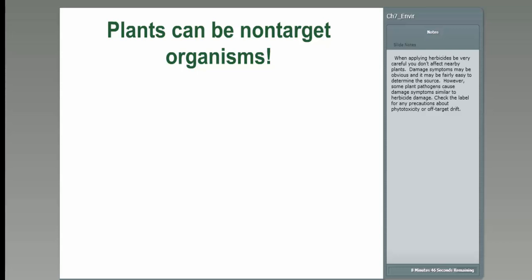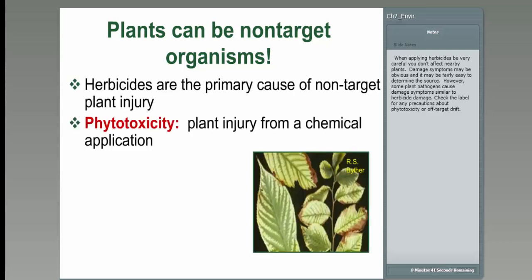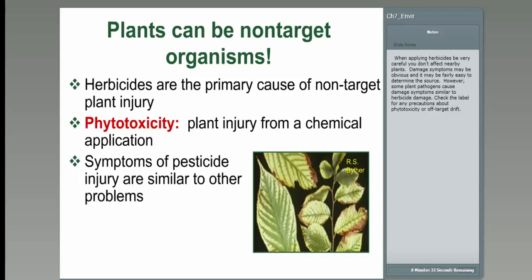When applying herbicides, be very careful you don't affect nearby plants. Damage symptoms may be obvious, and it may be fairly easy to determine the source. However, some plant pathogens cause damage symptoms similar to herbicide damage. Check the label for any precautions about phytotoxicity or off-target drift.